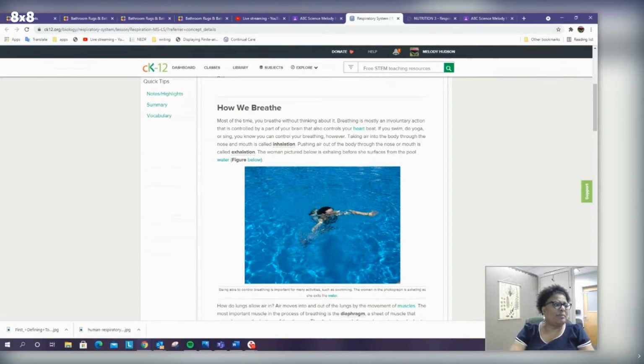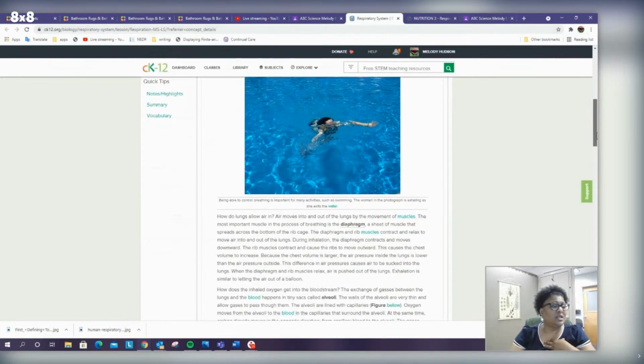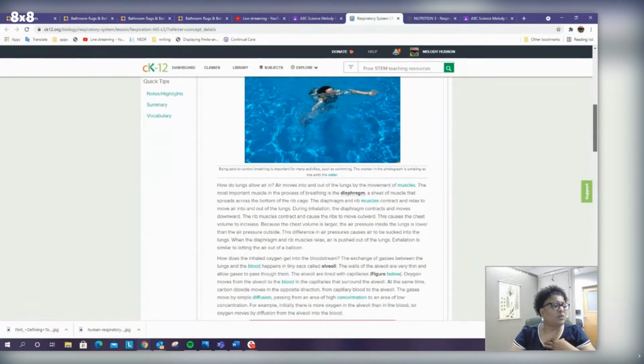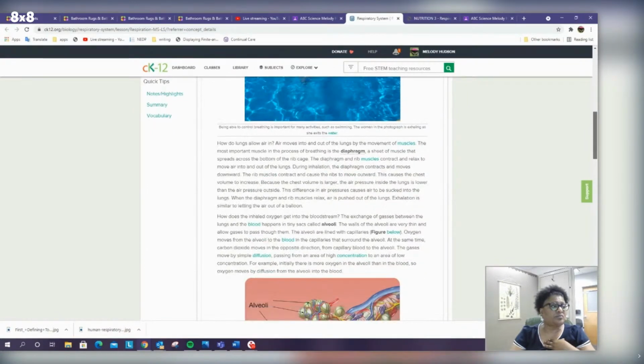And so the woman who is swimming is exhaling before she surfaces from the pool water. She gets fresh oxygen and holds it in her lungs, and then she holds it while she's underwater. So she's controlling her breathing. So how do the lungs allow air in?